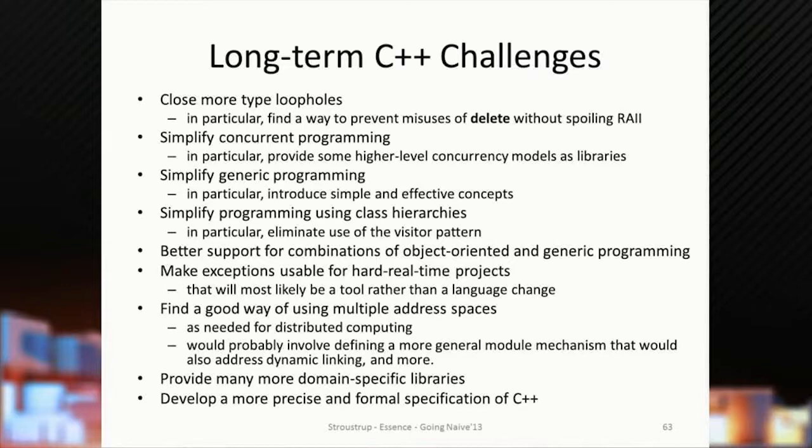And we want to simplify programming using class hierarchies. I've been doing some work on multi-methods and functional style pattern matching. Some of it is available on my home pages, in the publications. The software is also available. But that's still research work, but I would hope some of it gets into the language. If not now, then later.